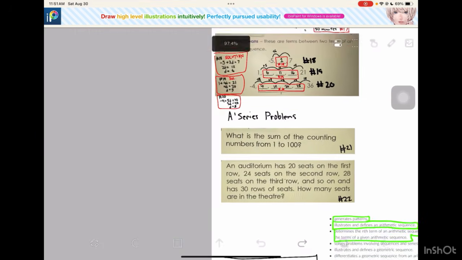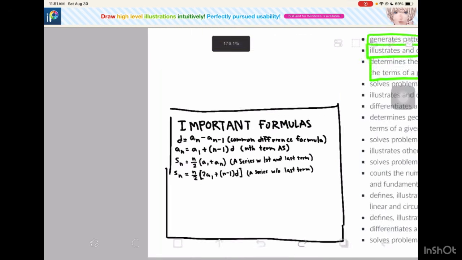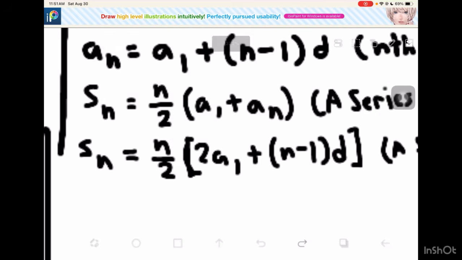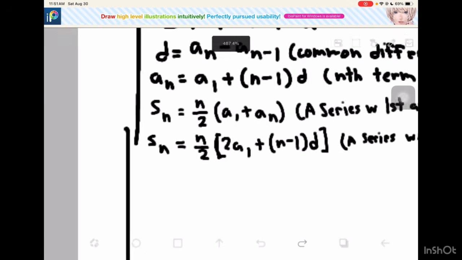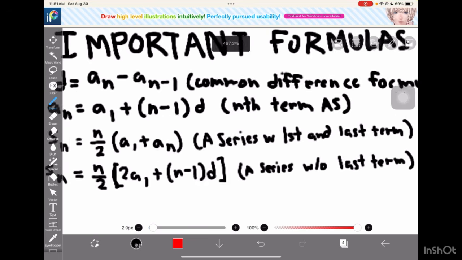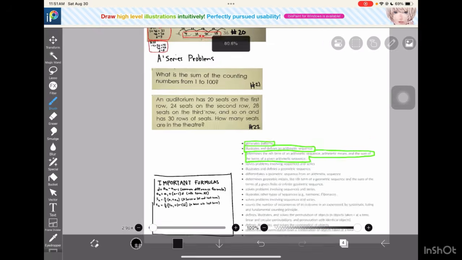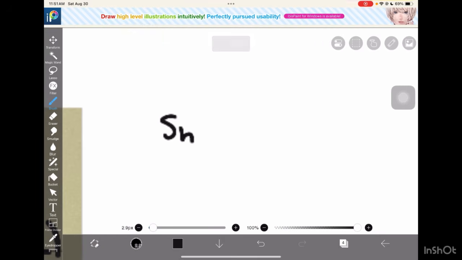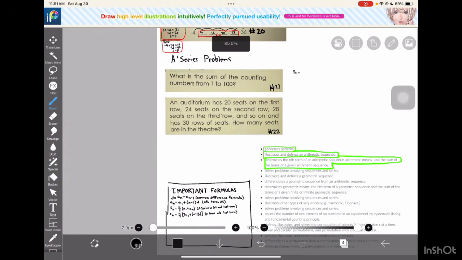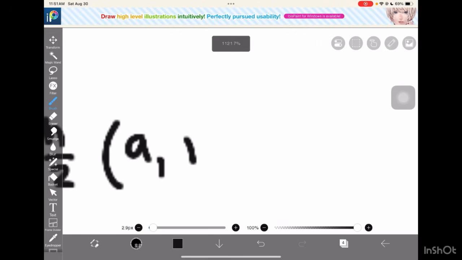Next one, arithmetic series problems. To recall, the arithmetic series is the sum of terms in an arithmetic sequence. So we have 2 different ones here. I have prepared 2 problems to use each one. First one, we're going to use this one. So for number 21, we're going to use the arithmetic series with first and last term. So that's S of n is equal to n over 2 times a sub 1 plus a sub n.